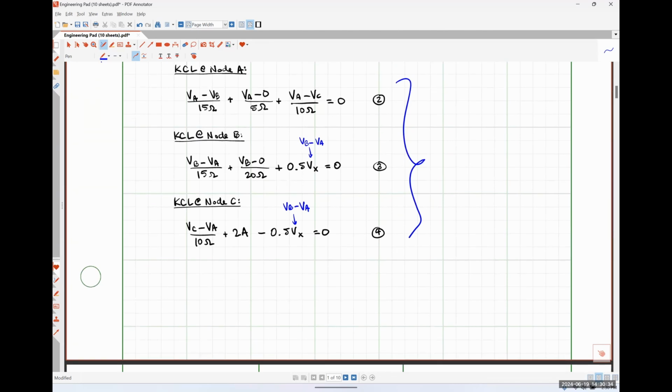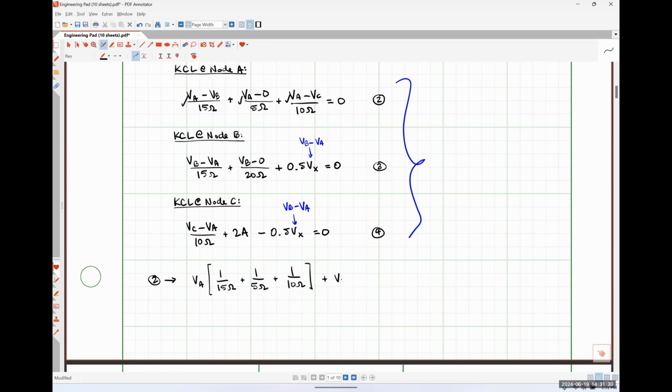So if we look at equation 2, I'm going to take all of my VA terms and lump them together. So I have a VA multiplied by a factor of 1 over 15 ohms from this part right here. Then I have a factor of 1 over 5 ohms from this part right here. And then I have a factor of 1 over 10 ohms from this guy right here. Is everybody okay with that? Nobody's saying they aren't, so I'm going to guess that you guys are all good.